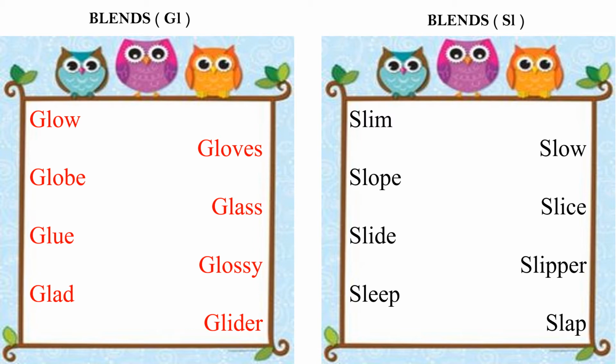Next blend is sl. Sl, im, slim. Sl, ow, slow. Sl, ope, slope. Sl, ice, slice. Sl, ide, slide. Sl, ipper, slipper. Sl, eep, sleep. Sl, ap, slap. So children, daily you have to learn and practice these words so that you will not forget them and you will learn new words daily. Okay?